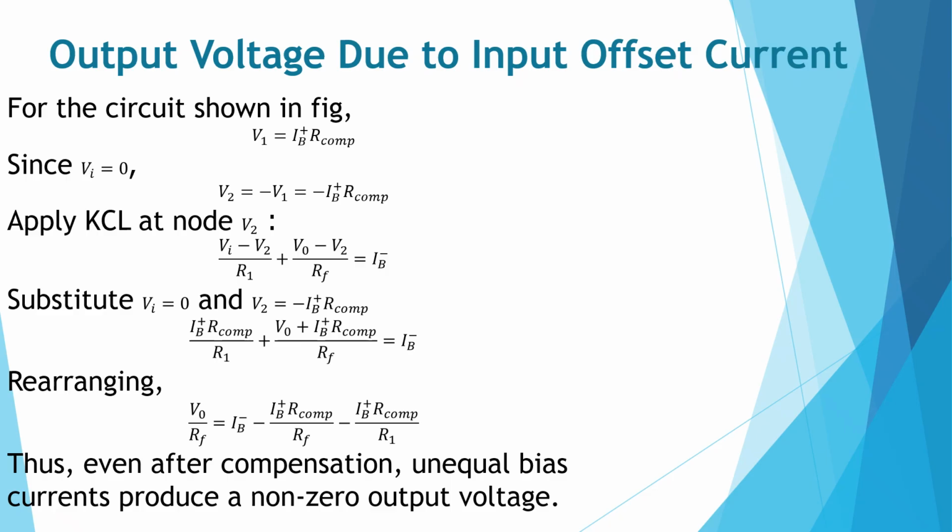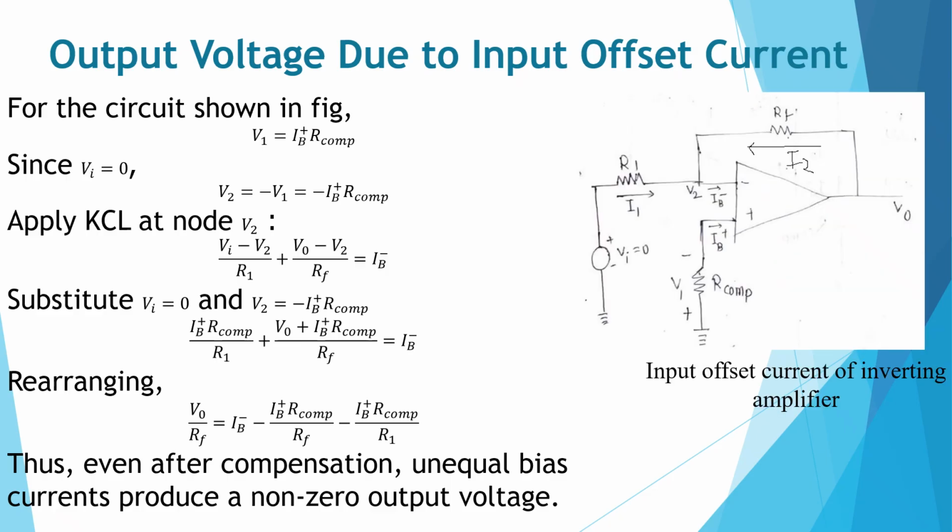Now let's derive the output voltage caused by the input offset current. From the circuit, the voltage at node V1 is equal to the voltage drop produced by the bias current through the compensation resistor. So V1 equal to IB plus into RCOM. Since the input voltage is 0, the voltage at node V2 becomes a negative of V1. So V2 equal to minus IB plus into RCOM.